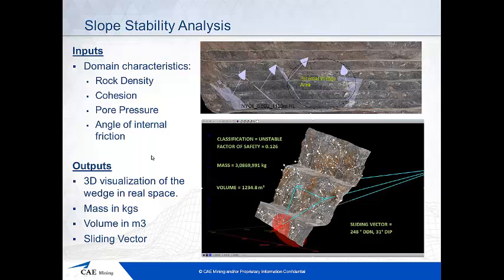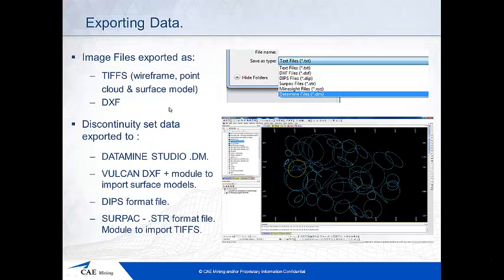As mentioned, the slope stability analysis tool is a new tool which has been added in version 5.1, and it enables us to input domain characteristics onto a 3D mosaic, such as rock density, cohesion, pore pressure, and angle of internal friction. And the software will basically automatically detect wedges and visualize those for us on the 3D image, where we can see the actual mass and volume and size of those wedges. Again, we'll cover that in more detail later in the webinar.